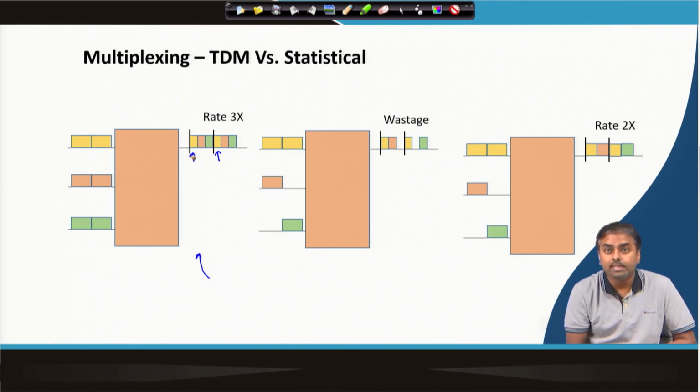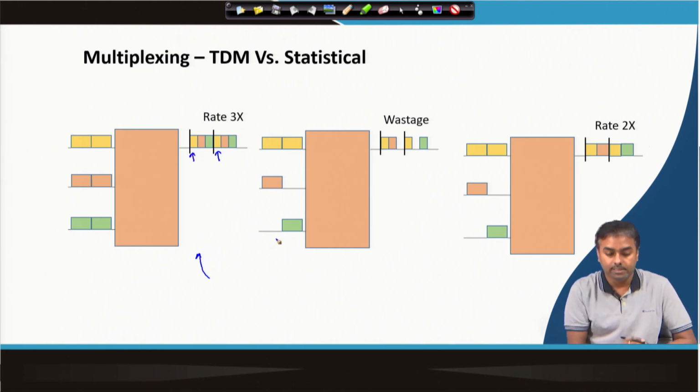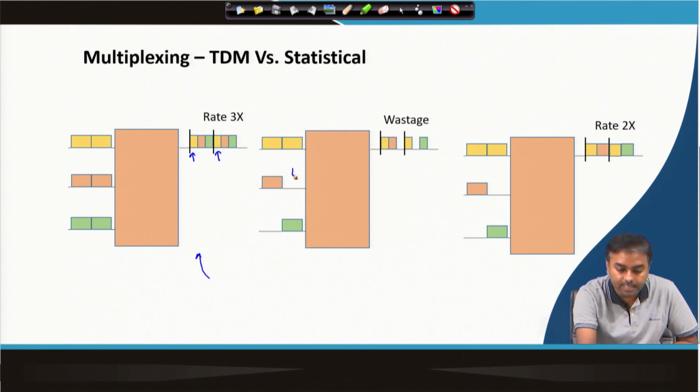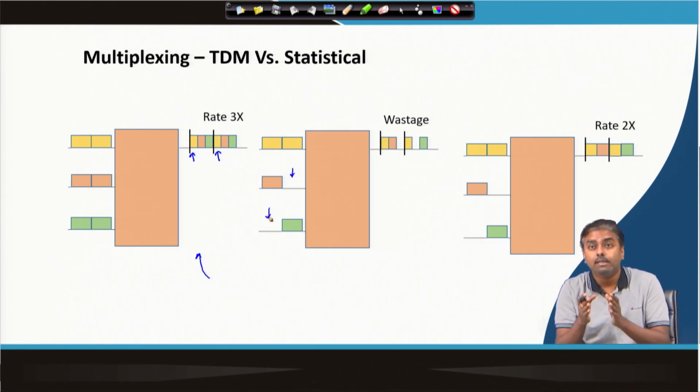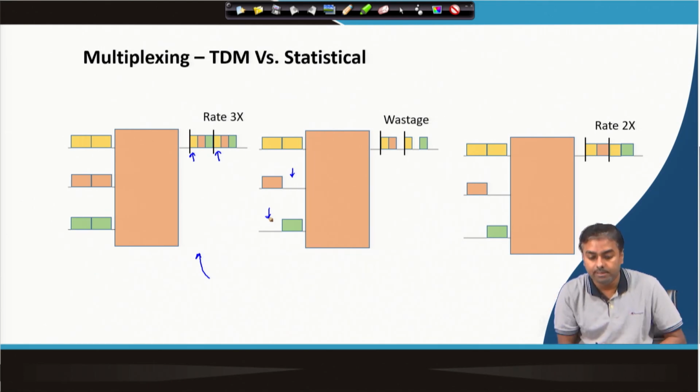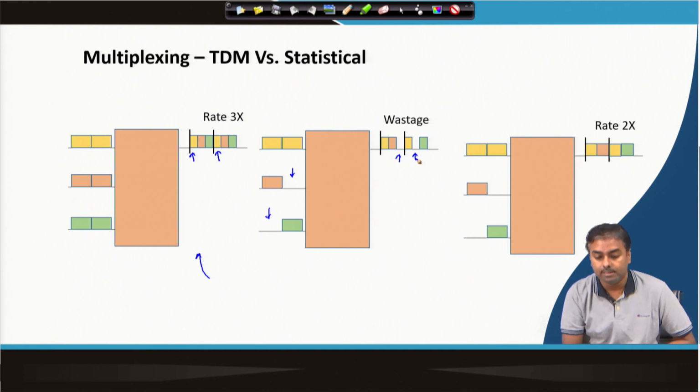But the problem is, as we have started discussing, suppose each of these streams, let us say 64 kbps streams, might not have data all the time. This is the example we were trying to show: it might not have data over here, it might not have data over here. Because every stream has a particular location in the timing space, some of the timing space will be wasted. That is the disadvantage of TDM multiplexing.